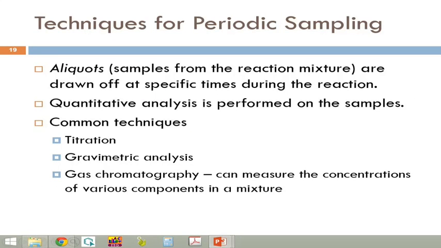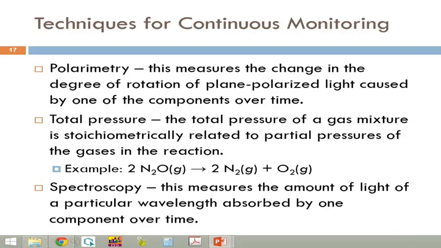For slower reactions, yeah, question? I have a question about the total pressure. Okay. Method. To measure the total pressure, you have to have it in a closed system. So doing that, in this case, the pressure would increase. But if the pressure increases, that means more of them are in solution, and wouldn't that in turn change the rate of reaction?